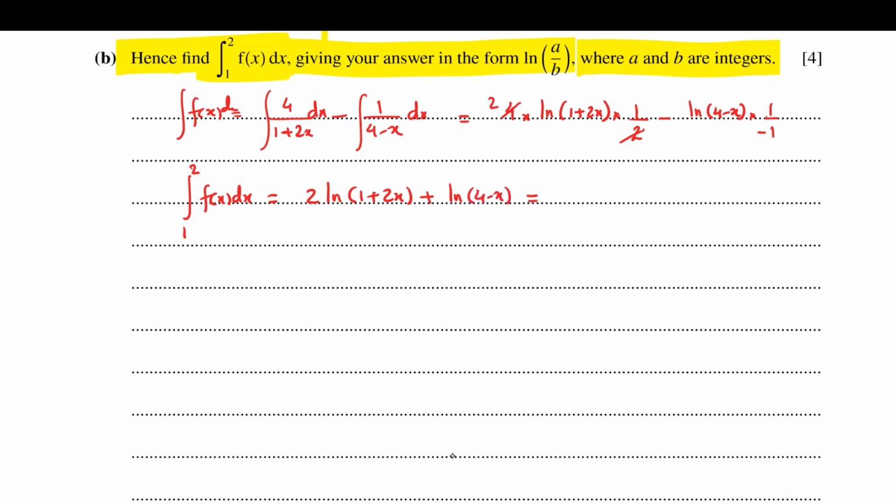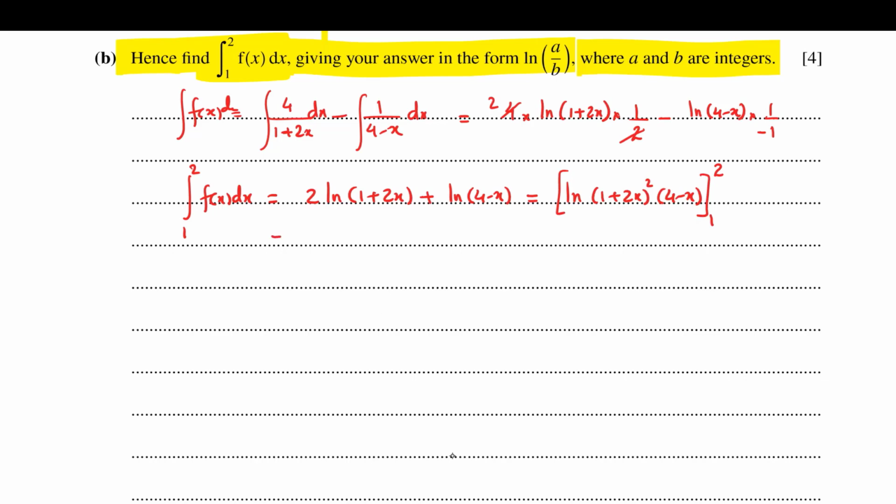Now we'll use the property, though it is not required. 2 will go in as a power, and then addition becomes multiplication, so it is (1 + 2x) whole squared and then (4 − x). I'm using this so that we can simplify it easily.